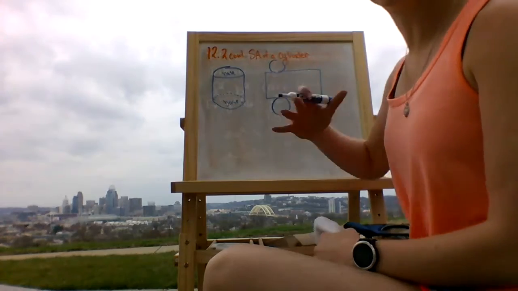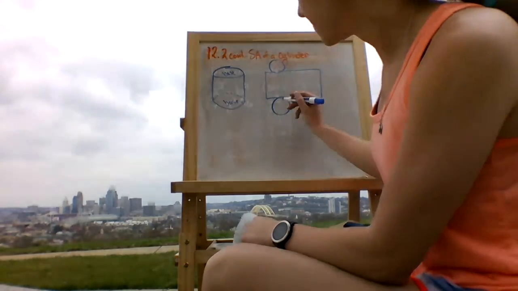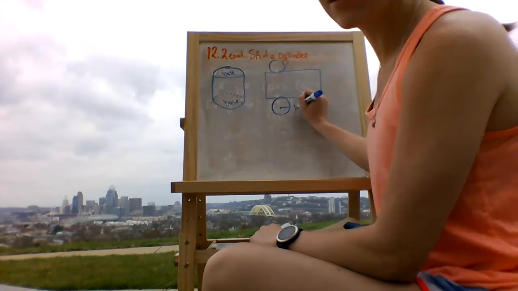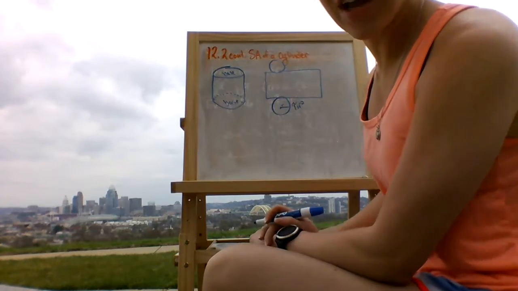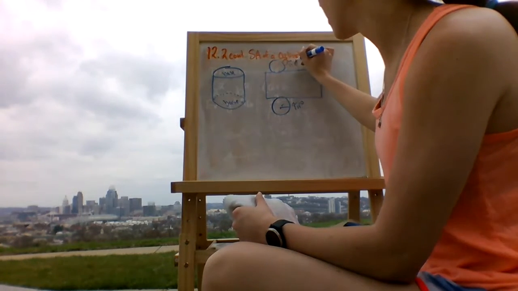So in order to find the total surface area, to find the area of one of those circles, all I'm going to need is the radius. The area of this circle is going to be pi r squared, and the area of the other base is going to be the exact same, so that's pi r squared.